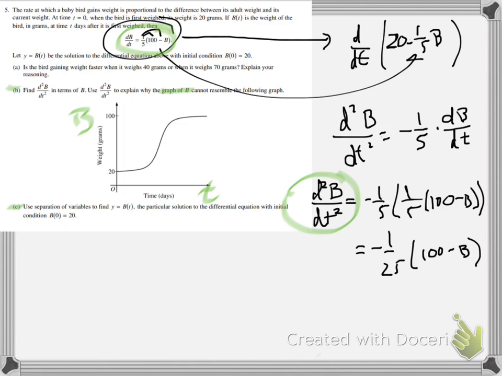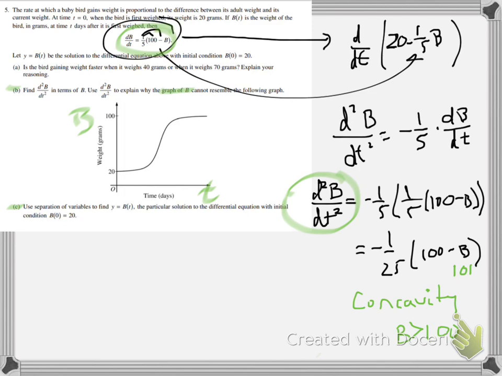And we know what the second derivative is. So what does the second derivative tell me about b? Well, the second derivative tells me about concavity. What I'm noticing is that negative 1/25 is going to make it negative unless b happens to be greater than 100. So when b is greater than 100, I have something like 101 there, and I'd get a negative times a negative, which is positive.